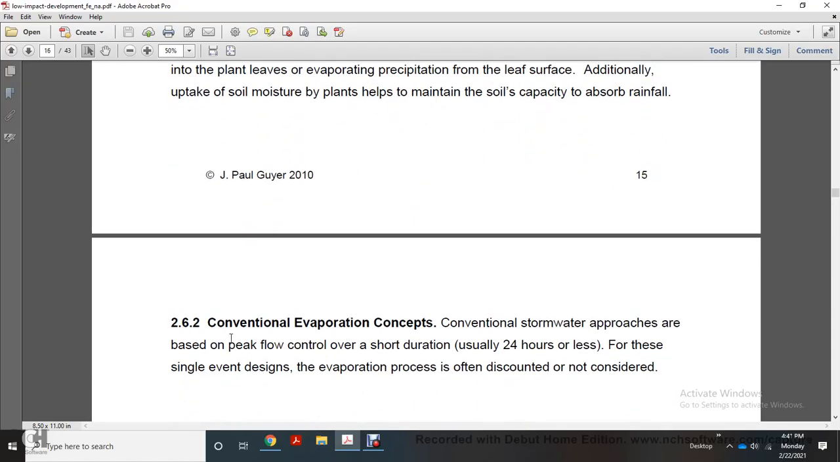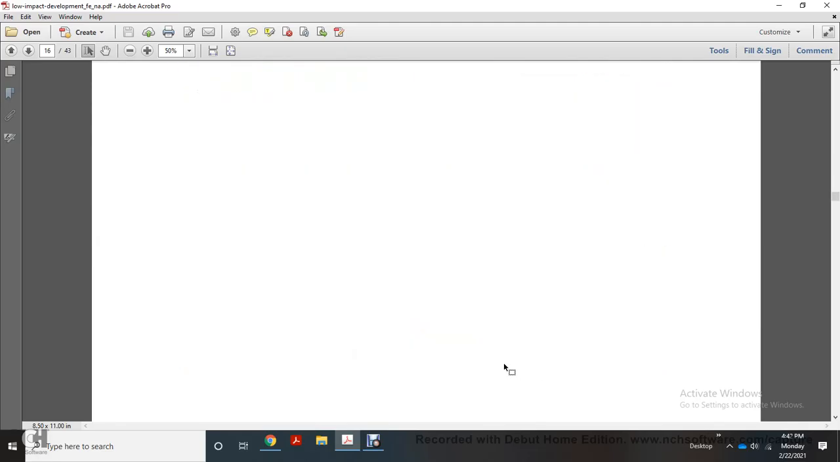Conventional evaporation concept. Conventional stormwater approaches are based on peak flow control over a short duration, usually 24 hours or less. For these single-event designs, the evaporation process is often discounted and not considered.